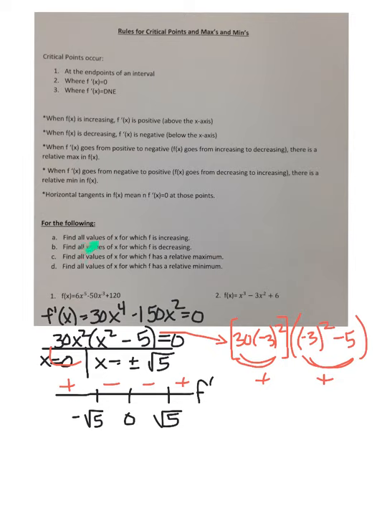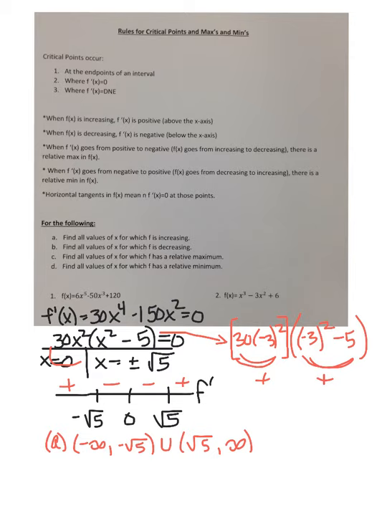So part A is saying find all the values of x for which the function is increasing. Increasing would be where the derivative is positive, right? So for part A, you could say from -infinity to -√5, or from √5 to infinity. That would be where the function is increasing because the derivative is positive. We will get into sentences tomorrow, so let's just worry about getting the intervals set.